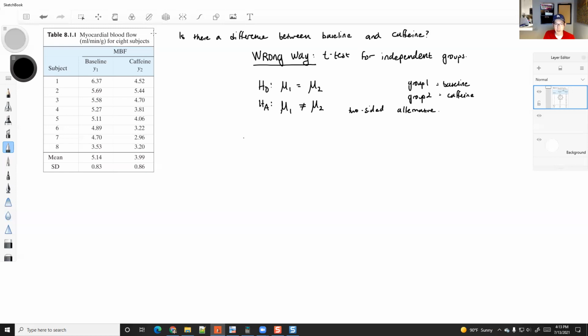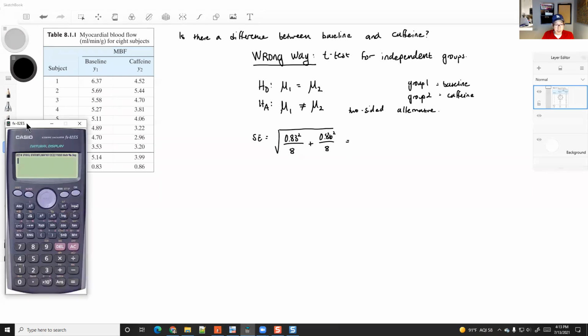All right, so we'll calculate our standard error. We have 8 observations. So we would do 0.83 squared over 8, plus 0.86 squared over 8, and we'll get some measurement here.